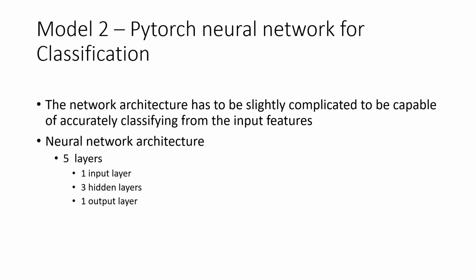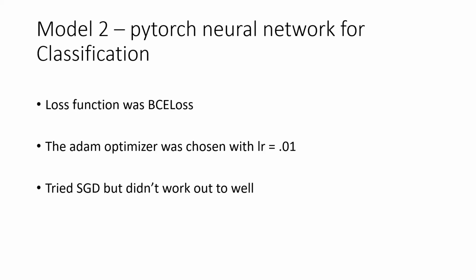The neural network architecture, the details are in the notebook, but the basic outline is there was one input layer, 3 hidden layers, and 1 output layer. The loss function used was BCE loss, binary cross entropy loss. The Adam optimizer was chosen with a learning rate of 0.01.